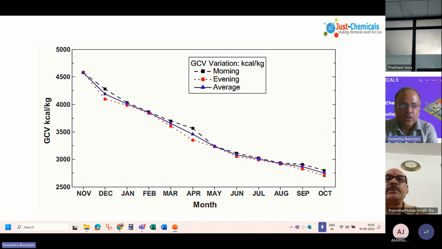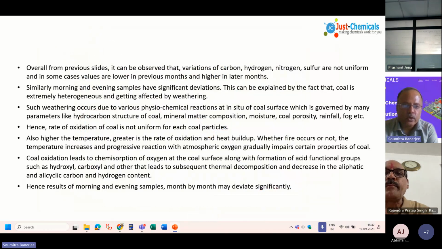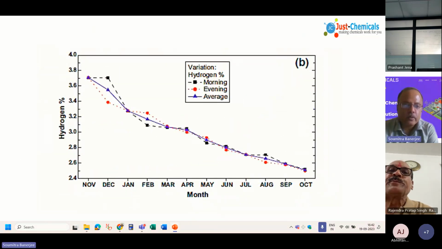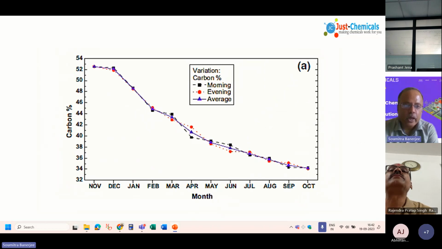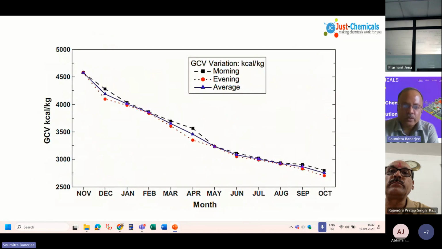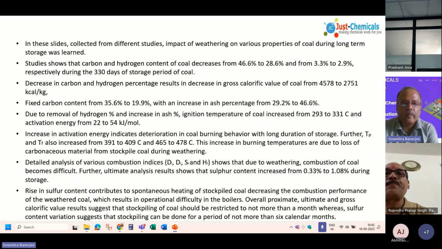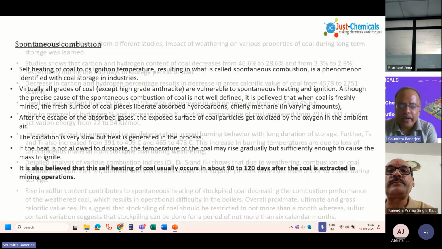VM gets lost, though FC does not get lost quickly. Fixed carbon does not get lost quickly, and the carbon percentage here has not been lost quickly, but VM has got lost fast. That is why the GCV has come down very fast, because that VM contained hydrogen. These are the activation energies, and these are for study purpose only.